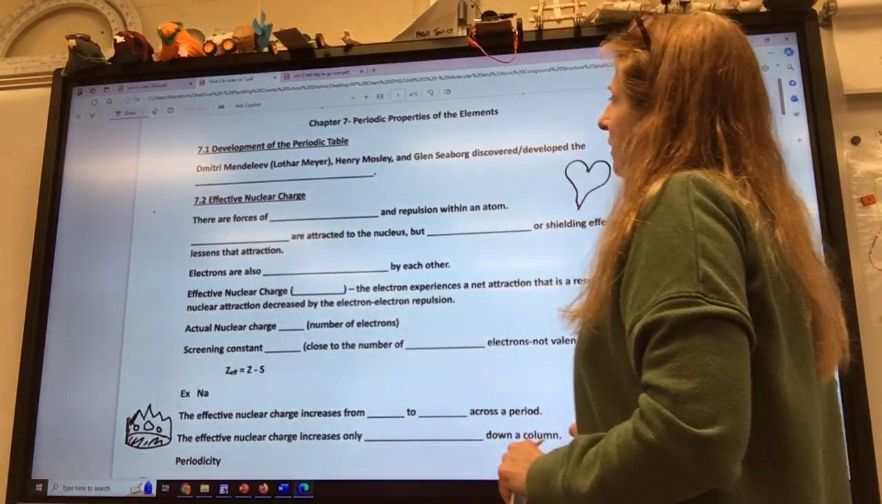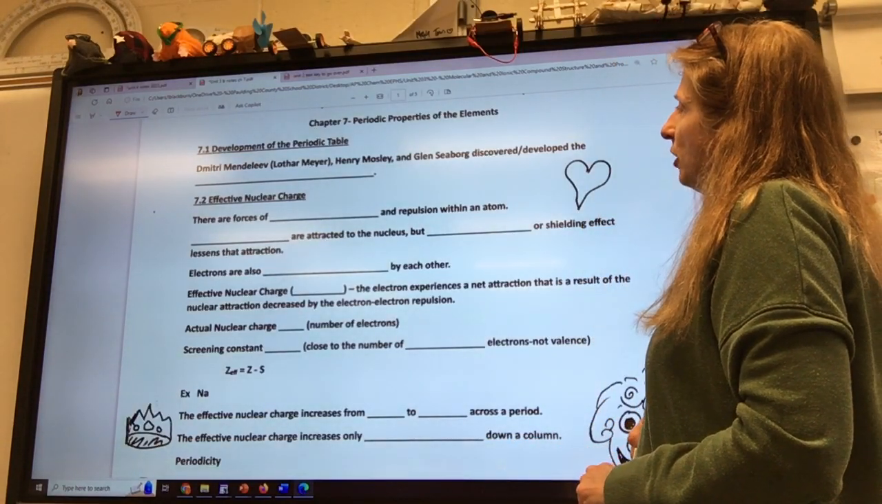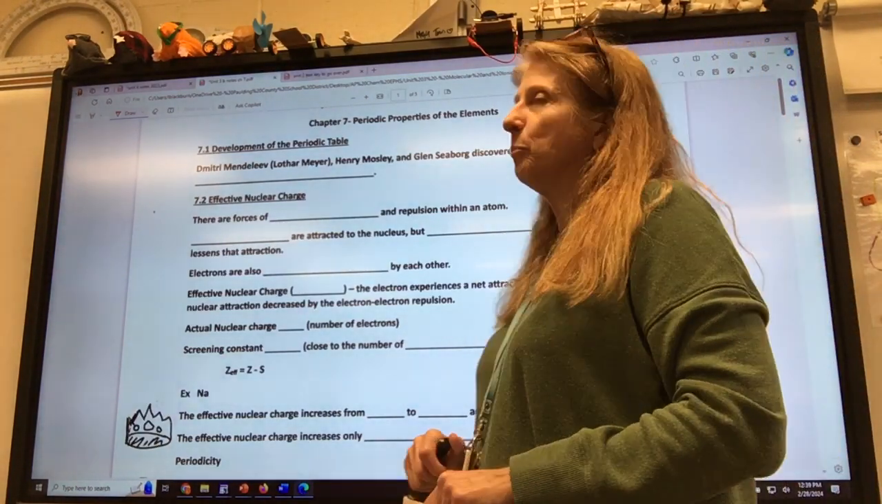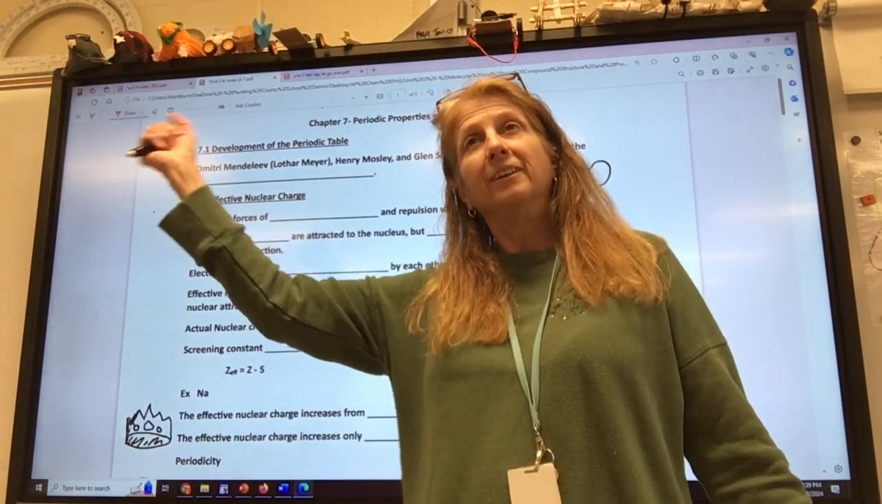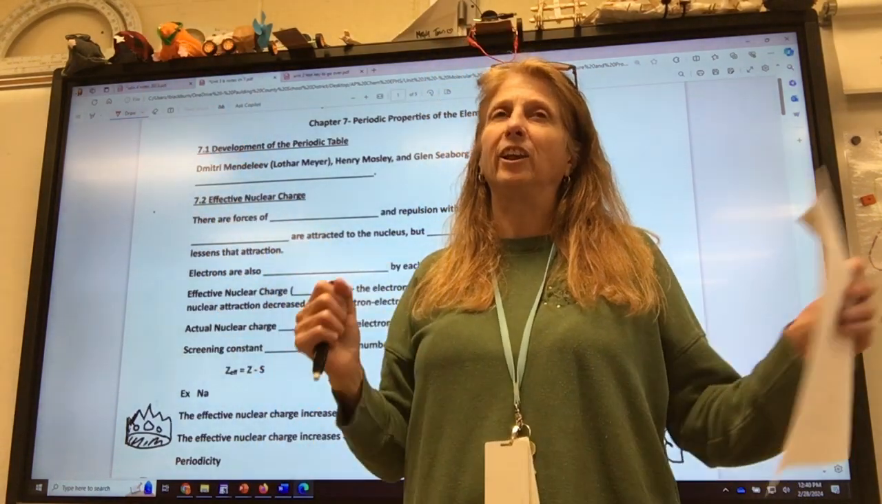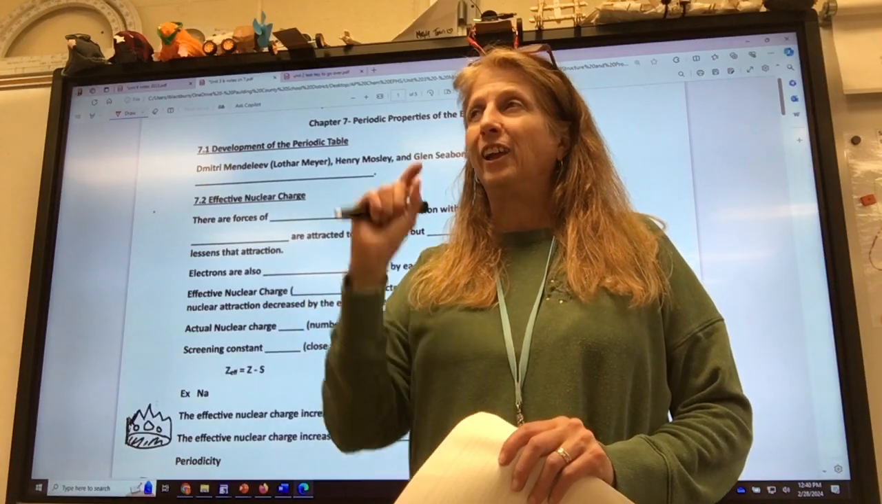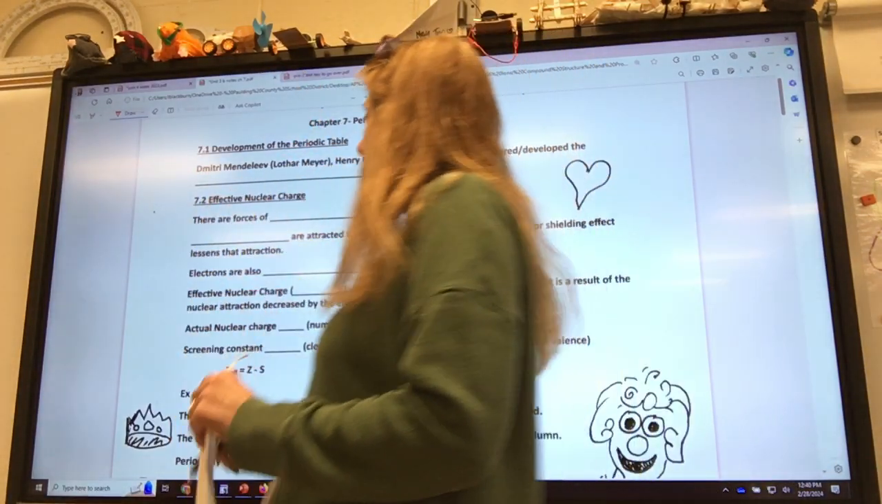Dmitri Mendeleev, Henry Moseley, and Glenn Seaborg discovered or developed what? Who told the elements where to go? Mendeleev. Okay, so what did he do? How did he tell them where to go? He found the mass. He found the periodic table, right?